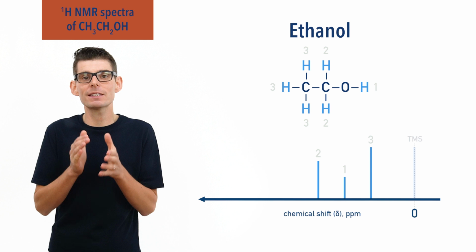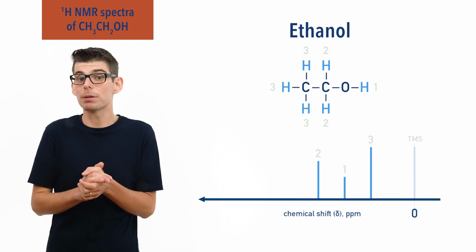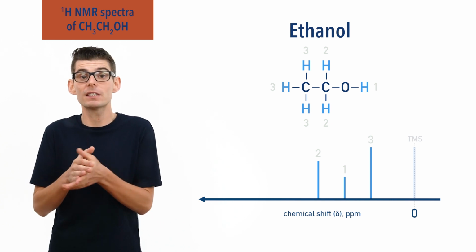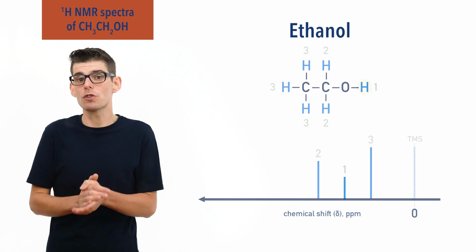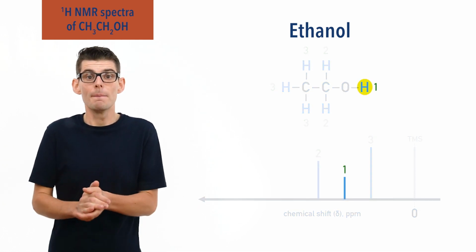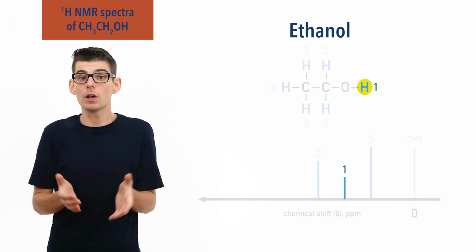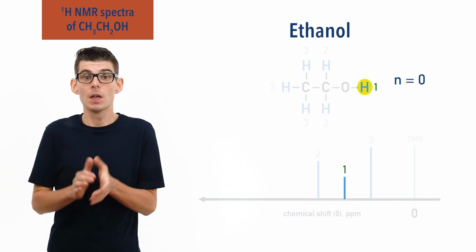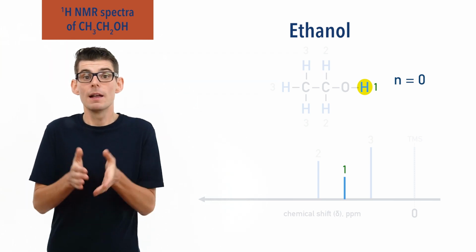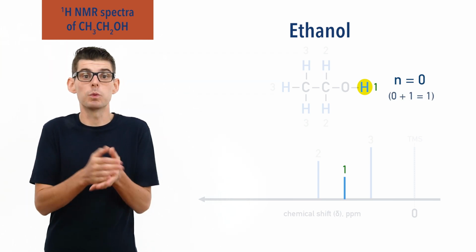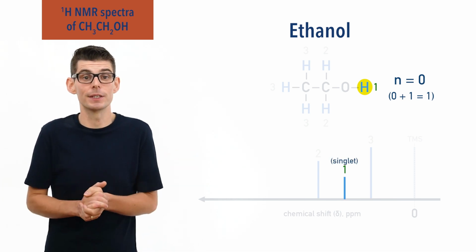However, the peak splitting for each of these will be different, and we can use the n+1 rule to predict the peak splitting that we would expect to see. The first hydrogen isn't bonded to a carbon, meaning there are no adjacent carbons bonded to it either. As a result, n must be 0. Remember, n+1 is the number of times the peak gets split, meaning 0 + 1 is 1 peak, a singlet. No peak splitting has occurred.